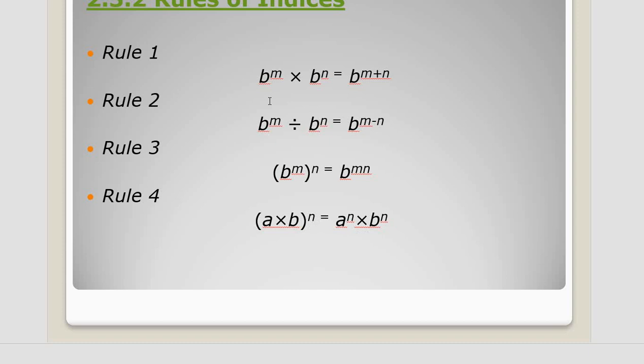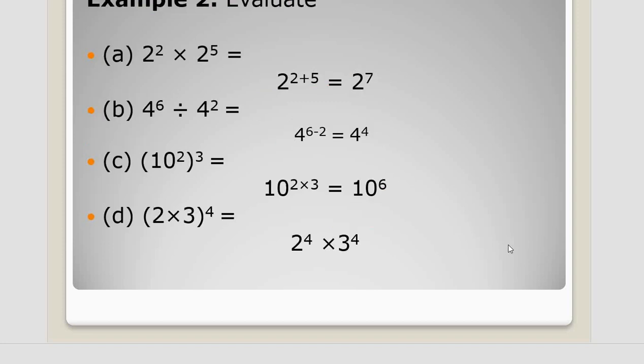Here the bases are equal in the first three formulas. In the fourth formula, the power is equal and the bases are different. Both cannot be different. Now how much is 2 power 2 into 2 power 5? 2 plus 5 equal to 2 power 7. 4 power 6 divided by 4 power 2. Here you are dividing. First power is 6, second power is 2, 6 minus 2 is 4.